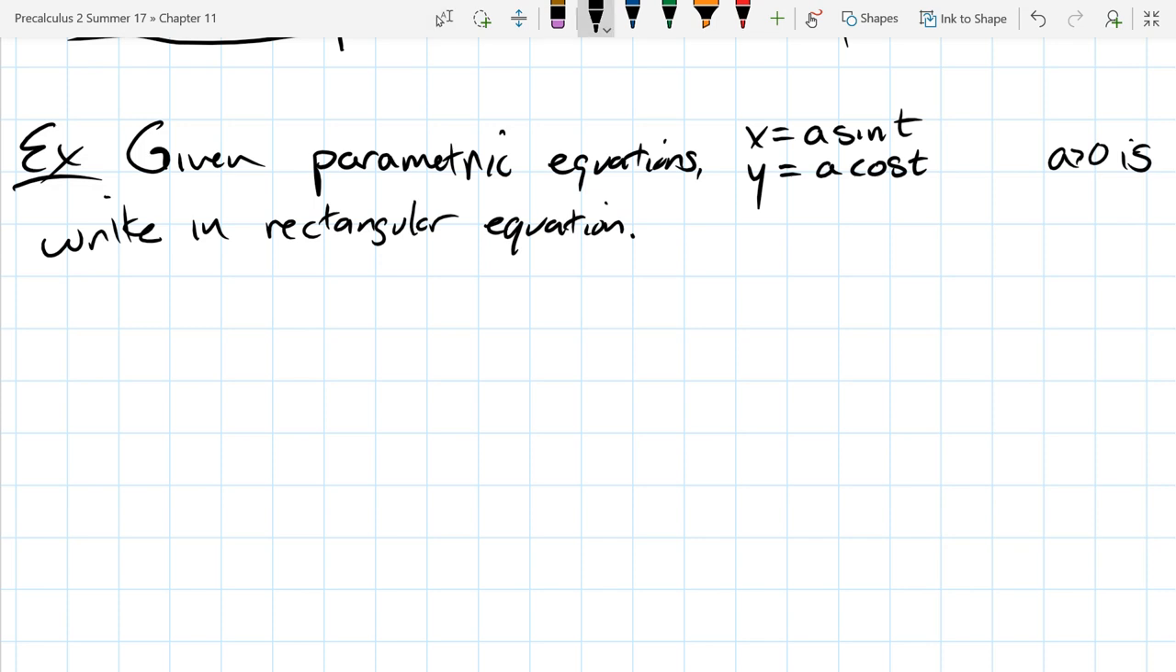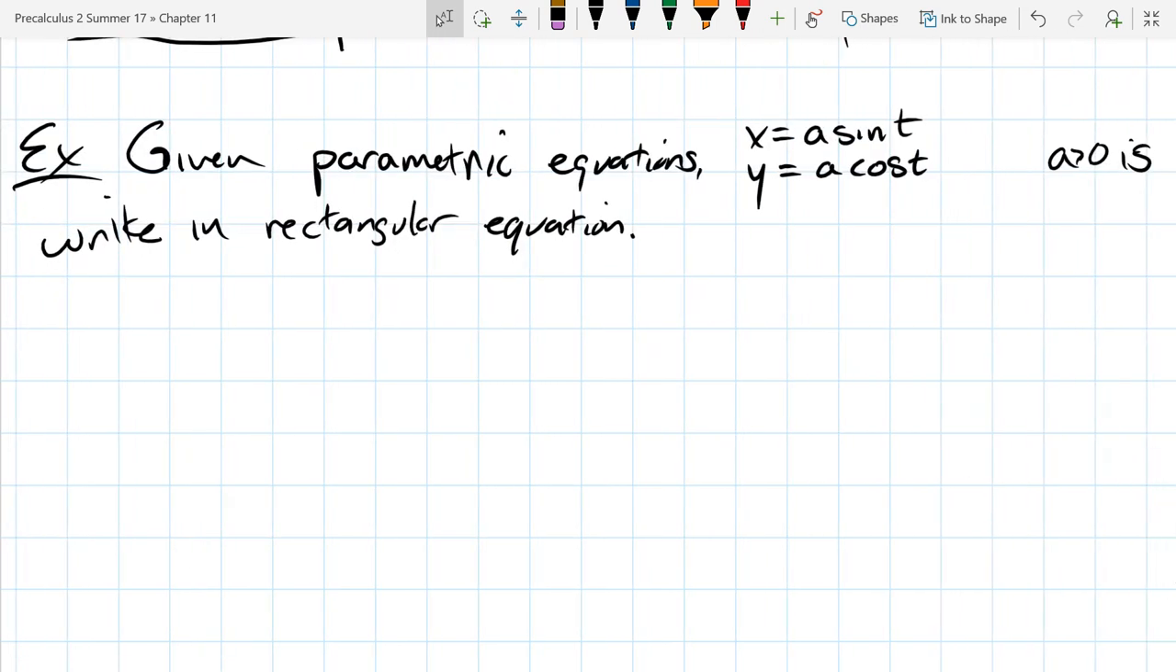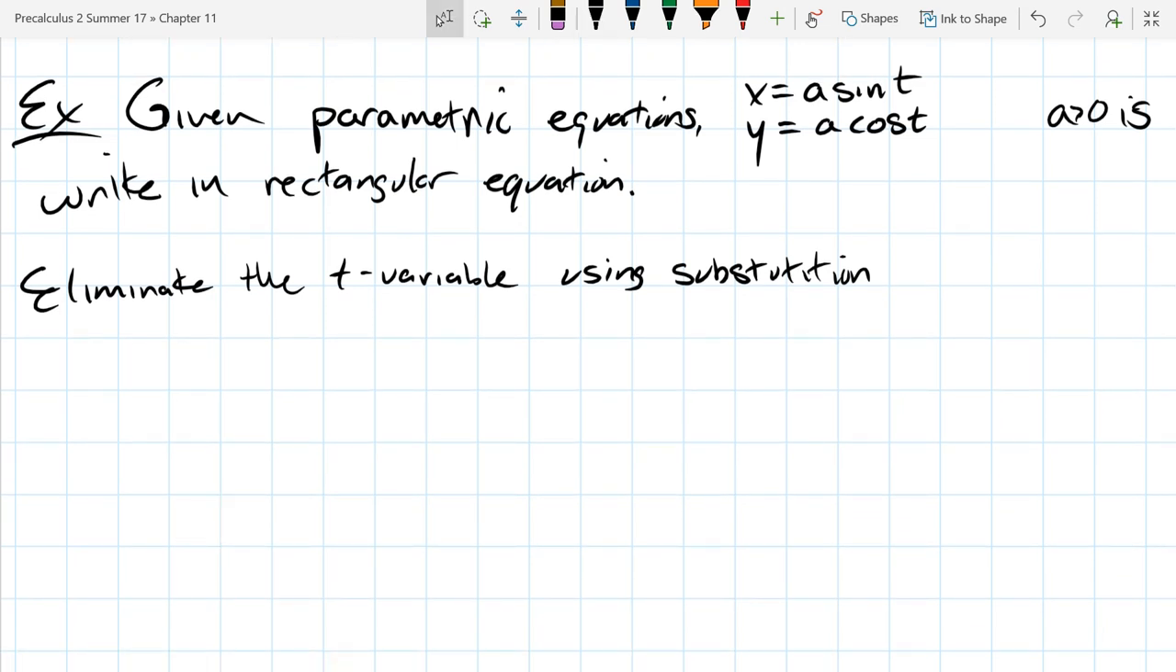All right, so how do we take two equations and eliminate a variable? The two standard ways to do it, one of them is elimination, the other one's substitution. The way substitution works is you solve for t in one equation and plug that into the other equation. So let's go the substitution route. So we want to eliminate the t variable. Can't just erase it, but we can use substitution. This is the worst of the two ways to go in this particular problem, but I want you to see it worked out.